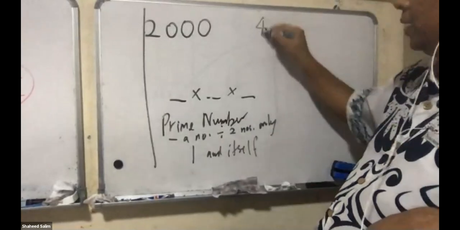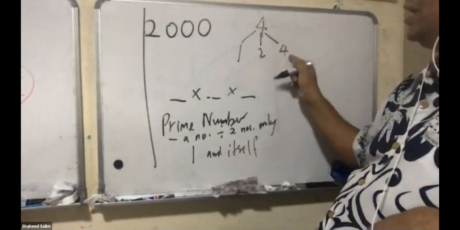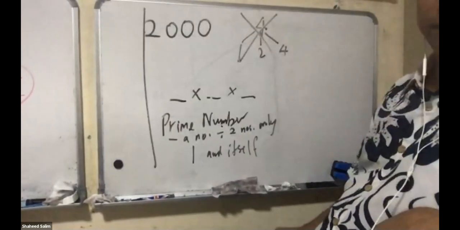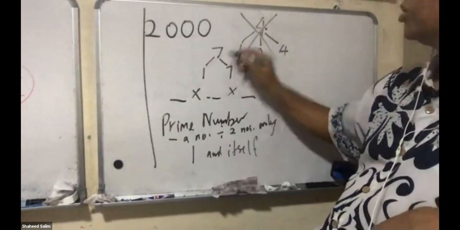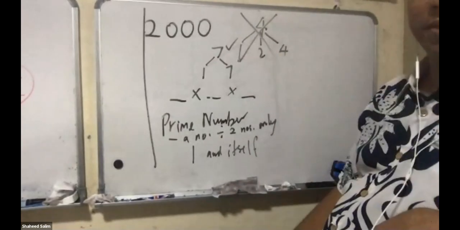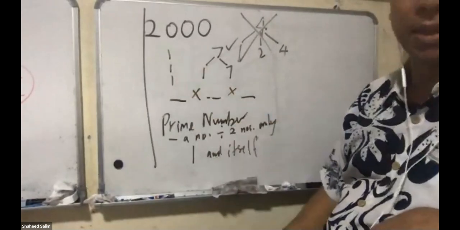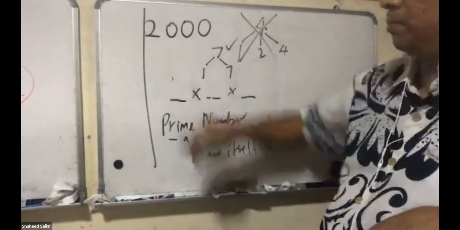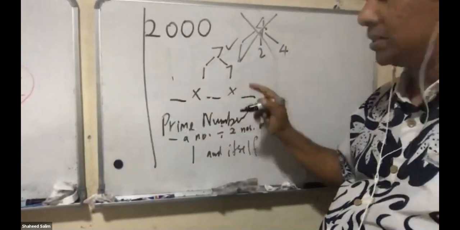So 4 can be divided by 1, can divide by 2, can divide by 4. These 3 numbers, this is not prime number. 7 can divide by 1, can divide by 7. So this is prime number. 1 only can divide by 1 only. Itself is also the same thing. So that's why it's not prime number.